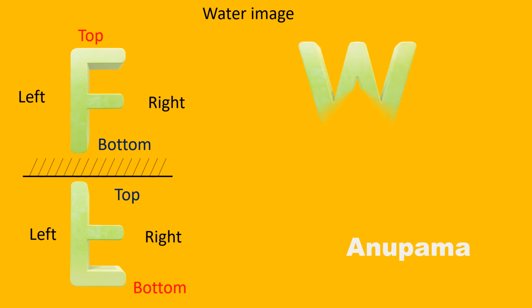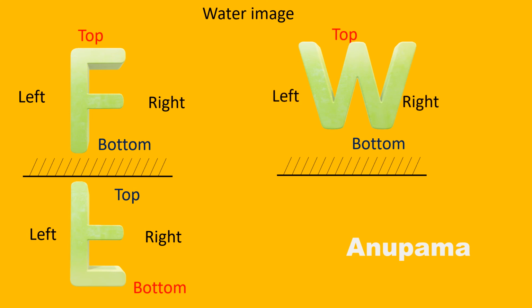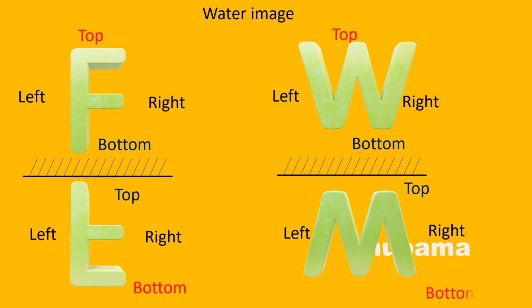Let us see what happened with the letter W. Here is water, and in this also just observe the top, bottom, left and right parts of W. It is like that. Here also the left and right parts remain the same, but the top and bottom parts change. So here the top part becomes the bottom part and the bottom part becomes the top part. So these are the water images.